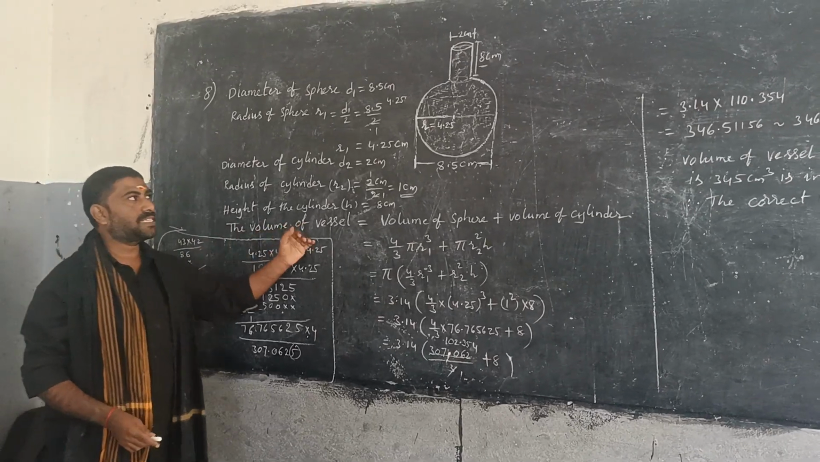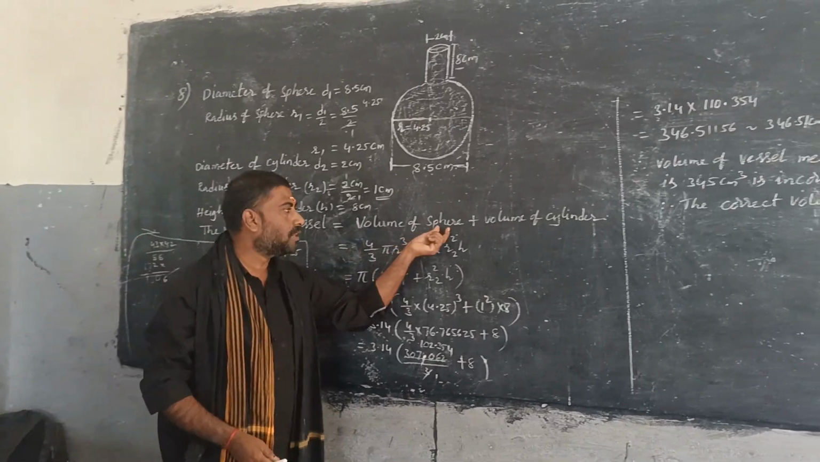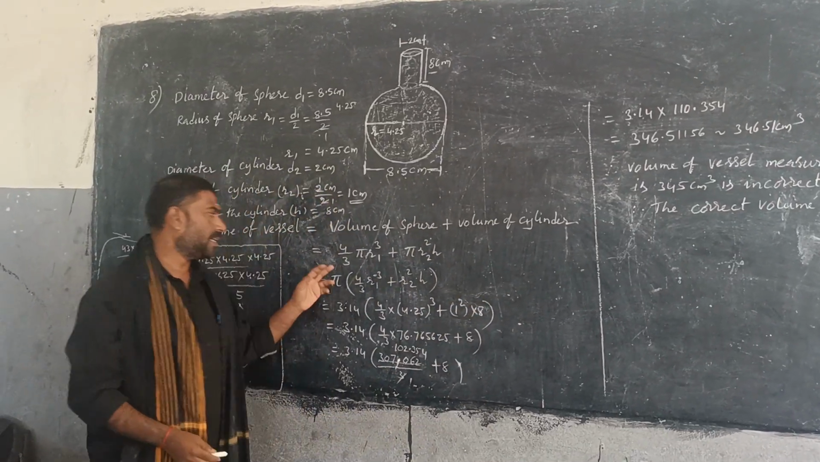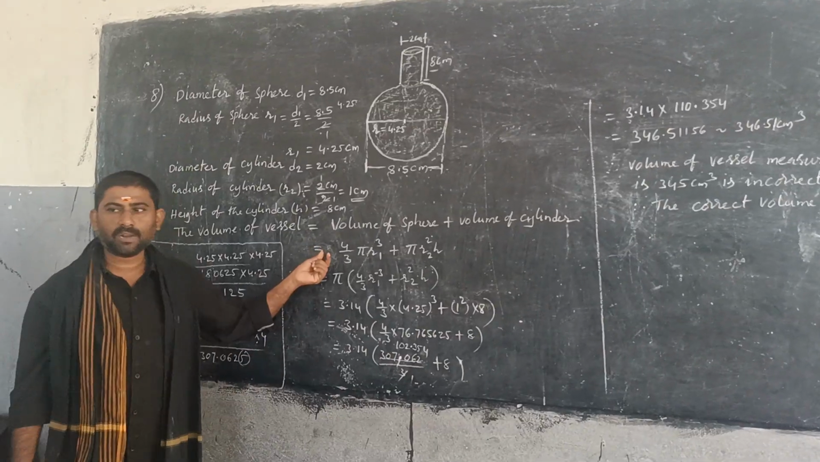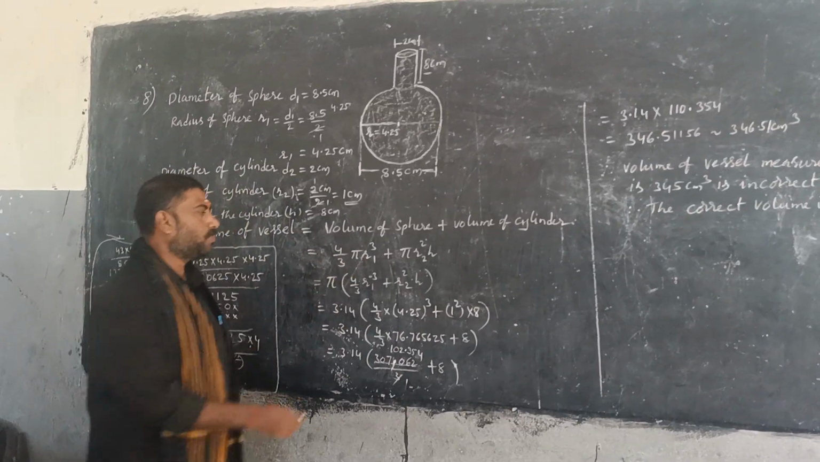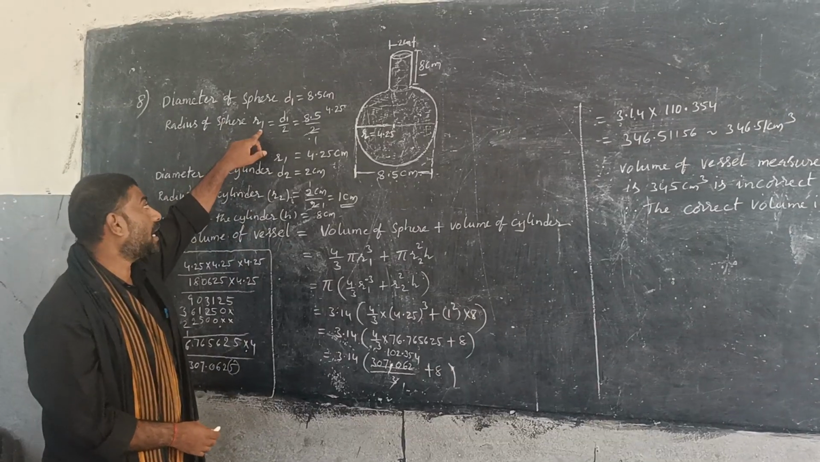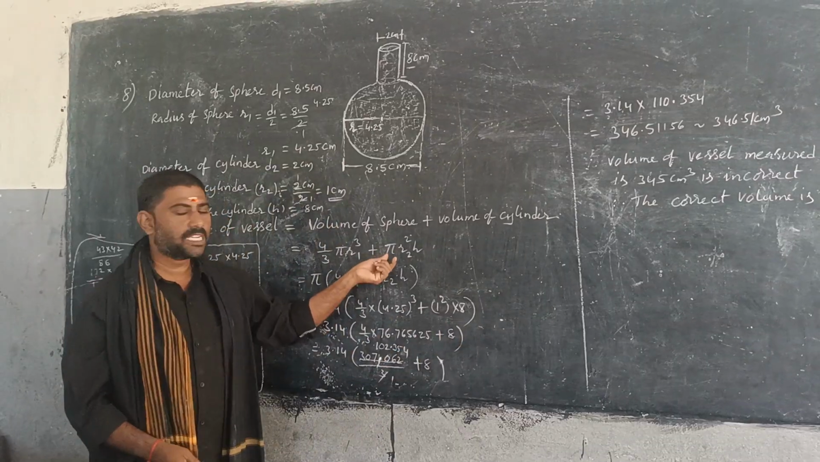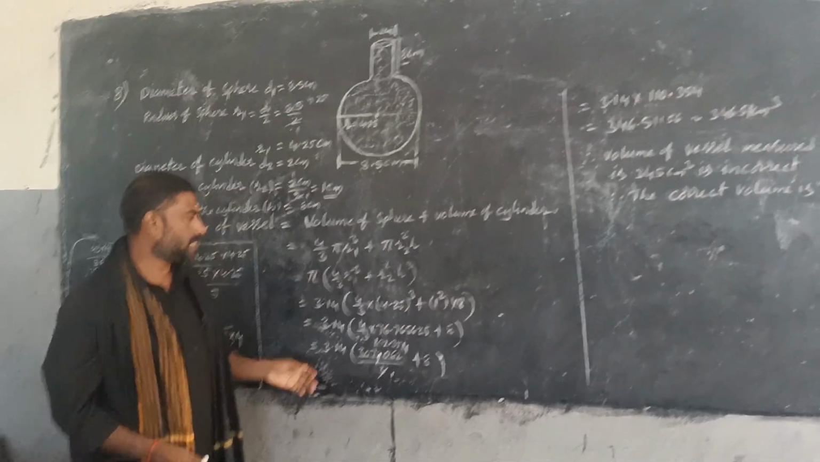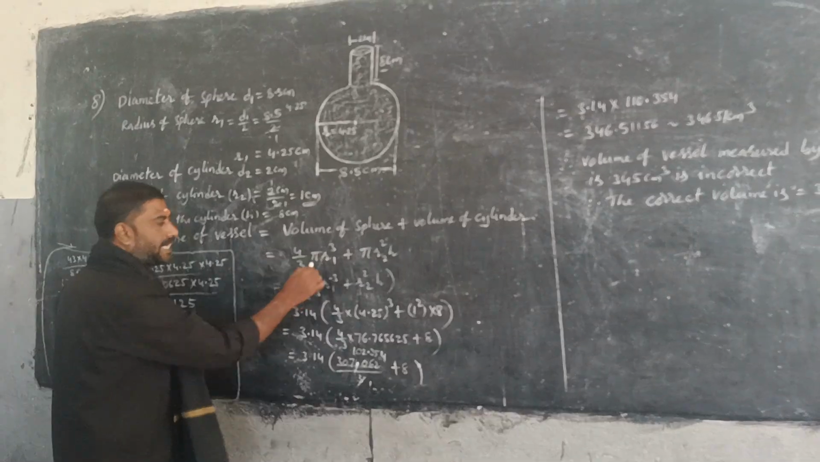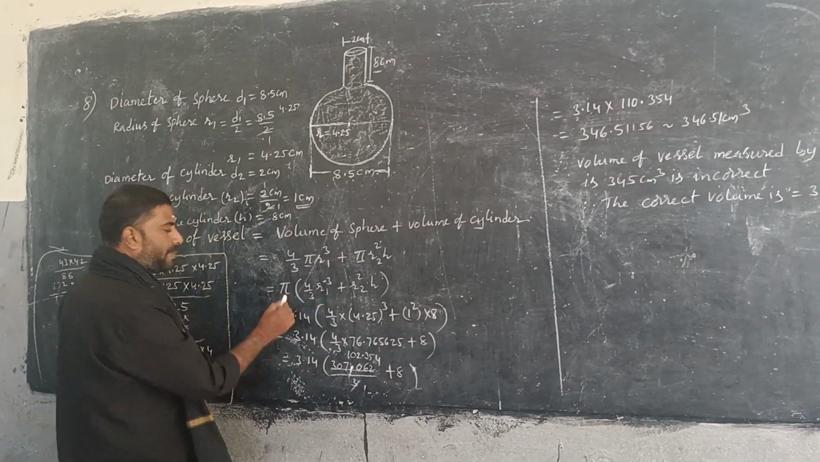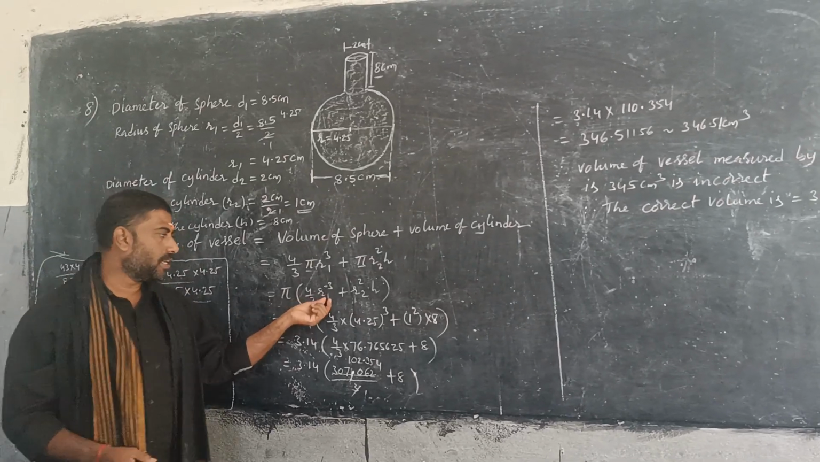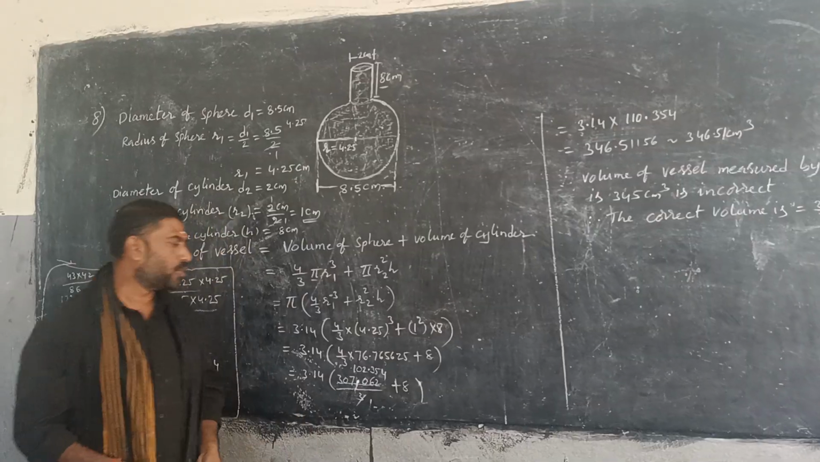So the volume of the vessel means volume of sphere plus volume of cylinder. The volume of a sphere formula is 4/3 pi r cube, but here the r value is taken as r1. Next, the volume of a cylinder is pi r square h. When you substitute the formulas, pi is common in both, so take it common. What remains is 4/3 r1 cube plus r2 square into h.